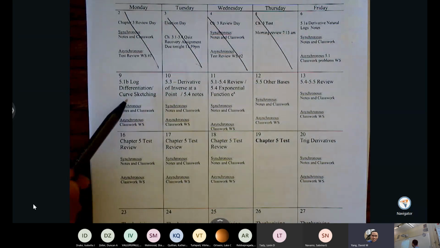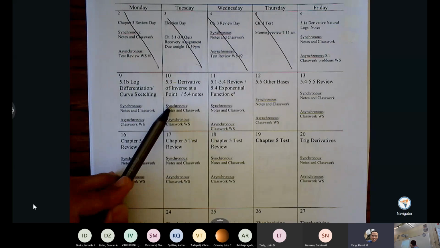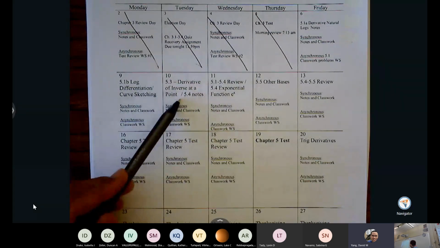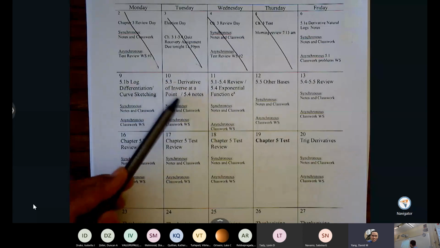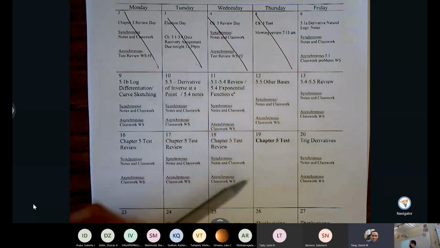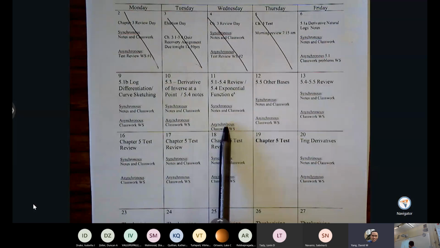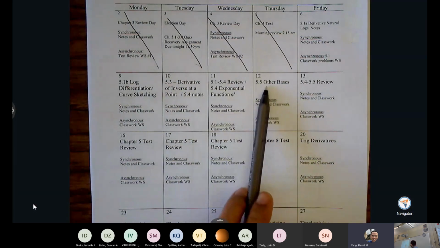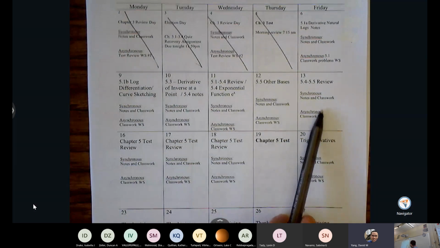On Monday, we will finish 5.1. We'll do a little curve sketching. On Tuesday, 5.3 and 5.4, I think, are relatively short in terms of the amount of content, so maybe we'll squeeze both into the same day. It's just that we want to be able to spend time practicing these concepts. So we'll spend Wednesday doing practice. Thursday, we'll learn another derivative rule. Friday, we'll practice those derivative rules.